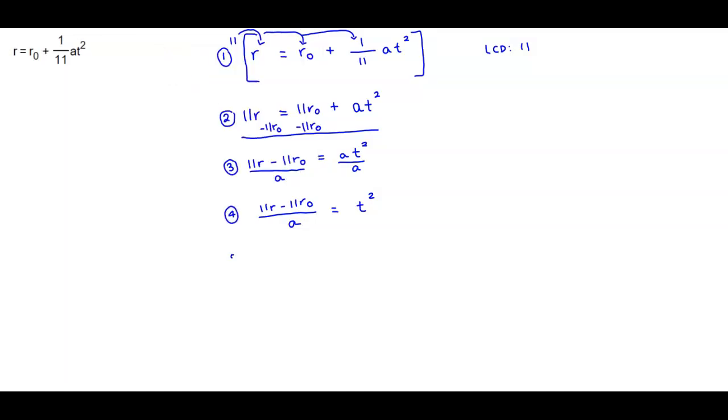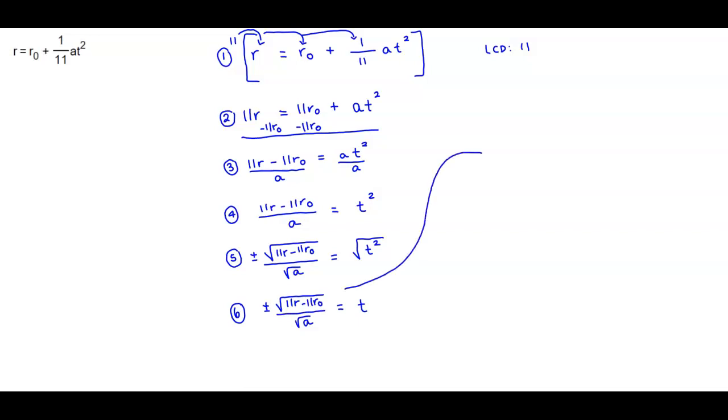Now in step 5, we need to take the square root of both sides. So we have plus or minus the square root of 11r minus 11r subscript 0 over the square root of a, and that's equal to the square root of t squared. The square root of t squared is t. And so then we get t equals plus or minus the square root of 11r minus 11r subscript 0 over the square root of a.